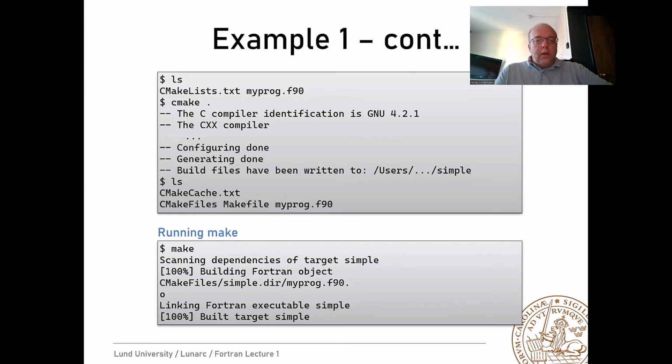So in this case here, you do cmake . here, and then you can see it figures out which compilers to use, which are in the system, and then it will configure and create build files. So if you do an ls again, you can see here that there is a makefile now. So CMake generated a makefile, and now you can just type make, and it will build your Fortran code.